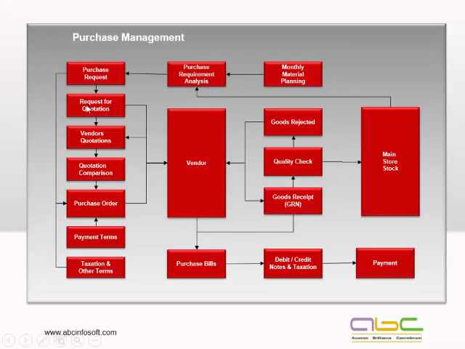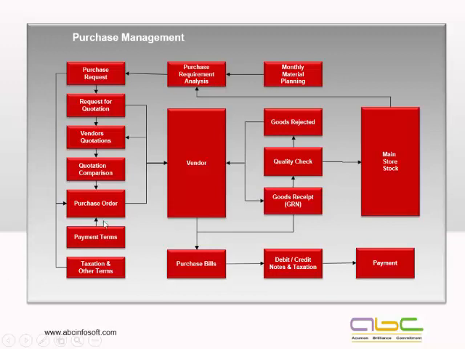Purchase request, then we can go for the request for quotation to vendors. This can be generated automatically to various vendors through email, SMS, and even you can have printouts. When we are receiving the updates of the vendor quotations, the quotations would be compared and a purchase order would be generated based on the comparisons.